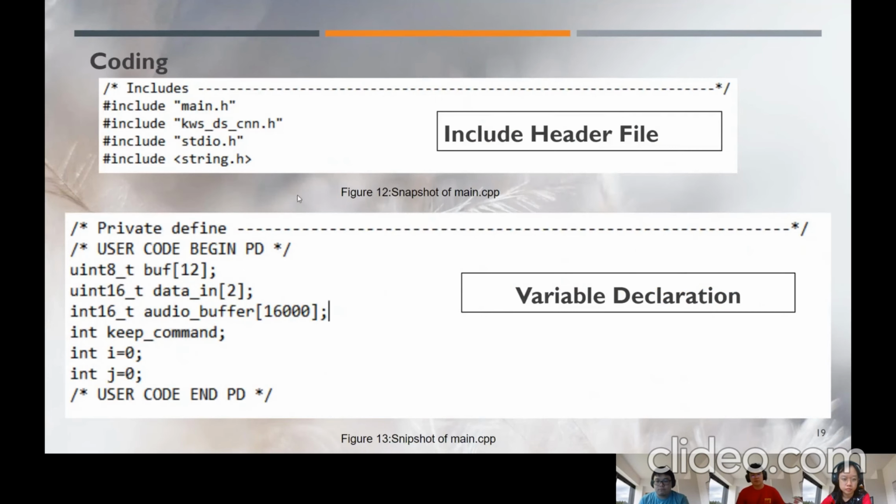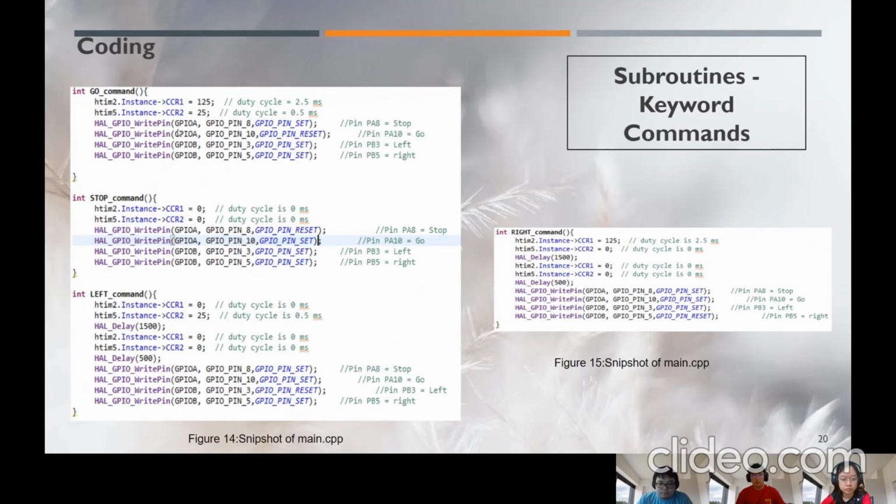Okay, so right now, this is regarding the coding part. Here we include the header files, and here are the variables that we declared. Now we reach the subroutine part. For the subroutine part, like what Kuan said just now, one is set to clockwise and the other is set to anti-clockwise in order to move in the same direction. Below here we set the LED according to the response that the mic detected. We have 4 motions: go, stop, left, right.